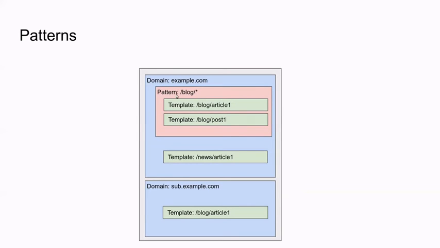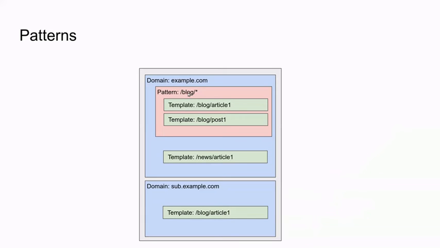So for example, we define here a pattern which is /blog/whatever. That's that wildcard, that asterisk there. So it tells us that whatever web page matches this URL path pattern, it's going to be translated only with the templates that also match that pattern.